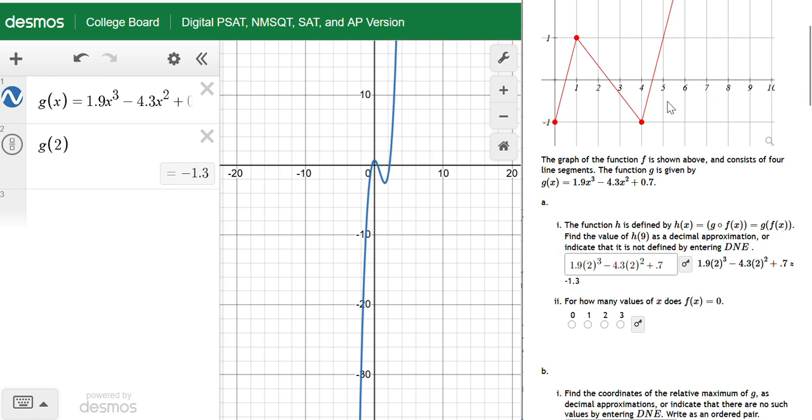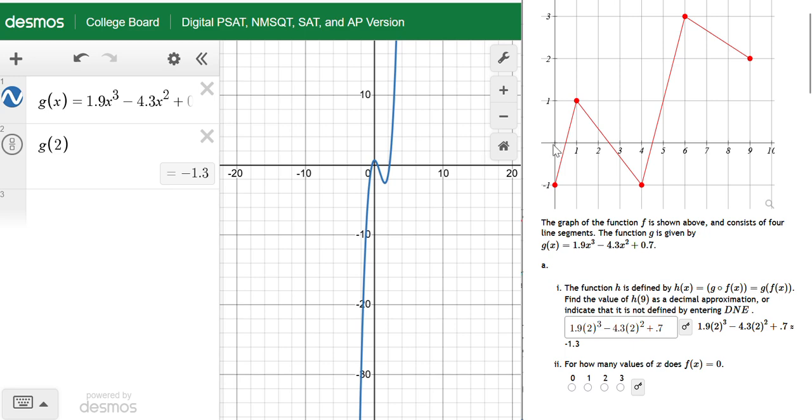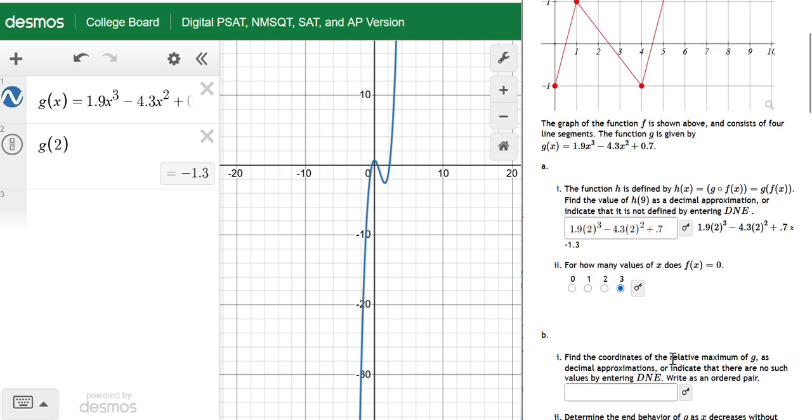Next, it asks you, looking at the f function, which is the graph, how many different values of x does f of x equal 0? So if I come up to this graph right here, I see that this graph crosses the x-axis here, here, and here. So a total of 3 different times. So that would be your solution.